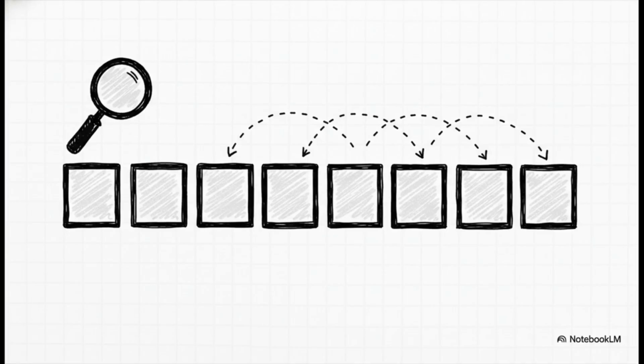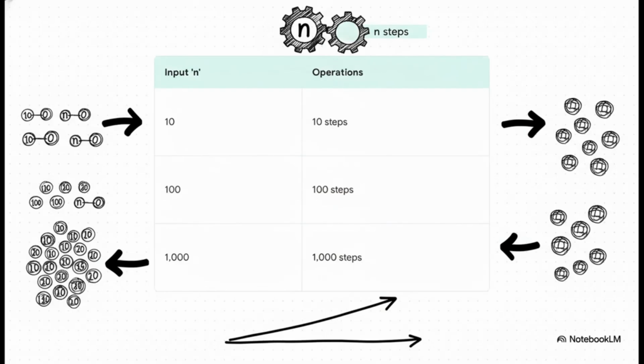The easiest way to think about it is a single for loop that has to go through every single item in a list. The amount of work it does is tied directly to the size of that list, which we call N. It's a really simple one-to-one deal. If you have 10 items, it takes 10 steps. 100 items, 100 steps. 1,000 items, you guessed it, 1,000 steps. The work grows in a straight, predictable line right along with the input.